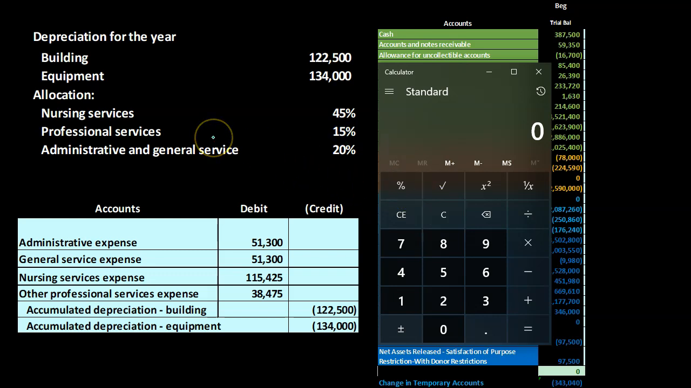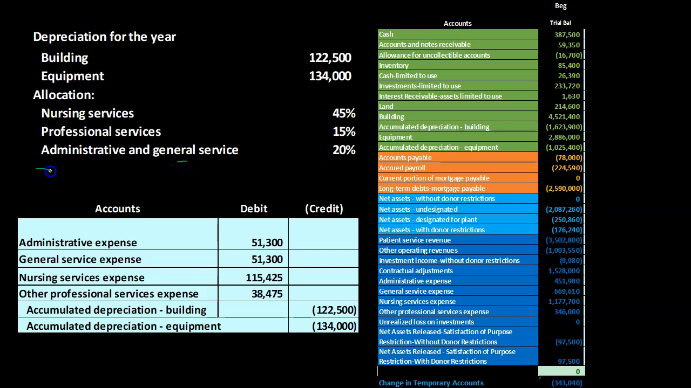So if we take the 122,500 plus the 134,000 and multiply it times 0.45, that's going to be the 115,425 going to the nursing. If we take the 122,500 plus the 134,000 times 0.2, that's what's going to both the admin and the general. So notice this adds up to 100 when you say the 45 plus the 15 plus 20 plus another 20, because we have the general and we have the admin.